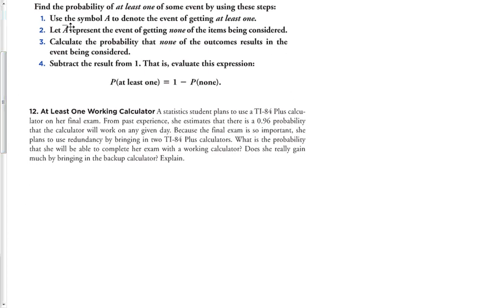The first thing we'd have to do is label event A as having at least one of those things. Then the complement would be having none of those things. So if we call event A having at least one of something, then A's complement would be having none of that thing. We calculate the probability of having none of those things, and then subtract that number from 1. Because if you remember, the probability of a complement is 1 minus the probability of the event.